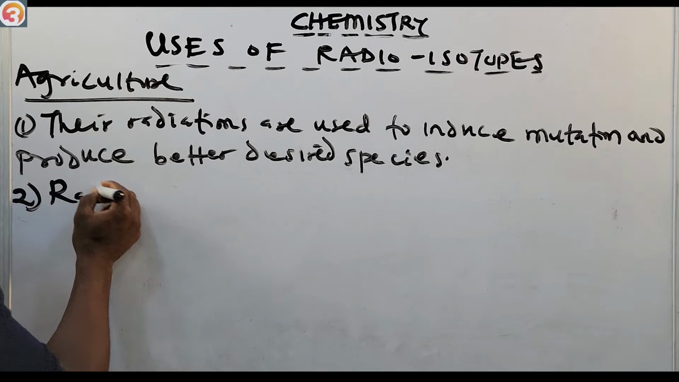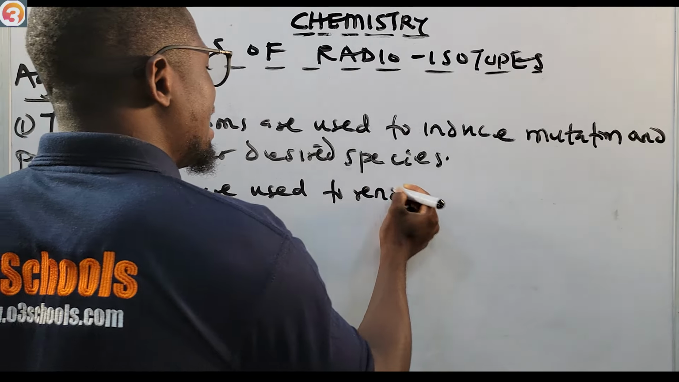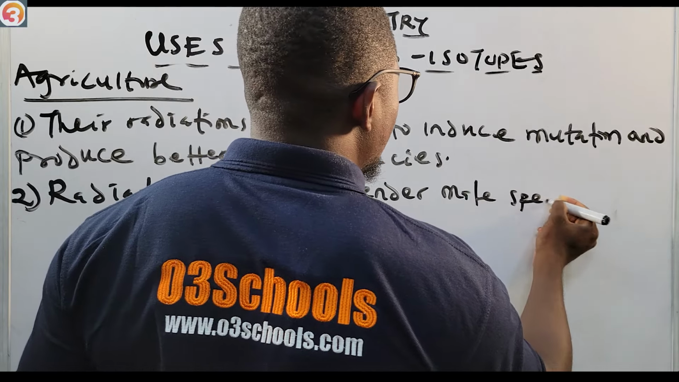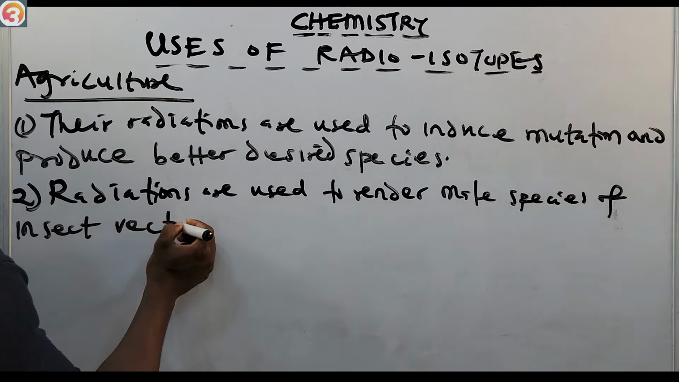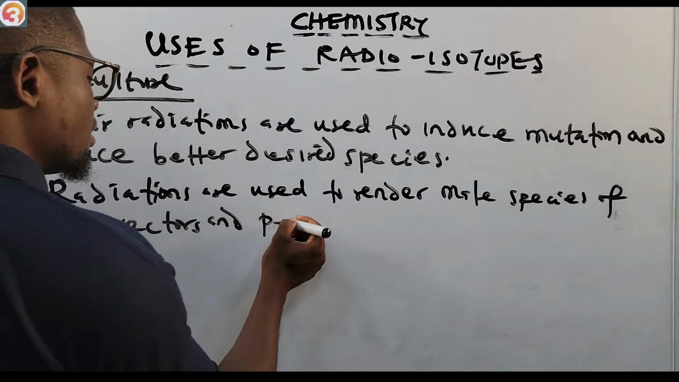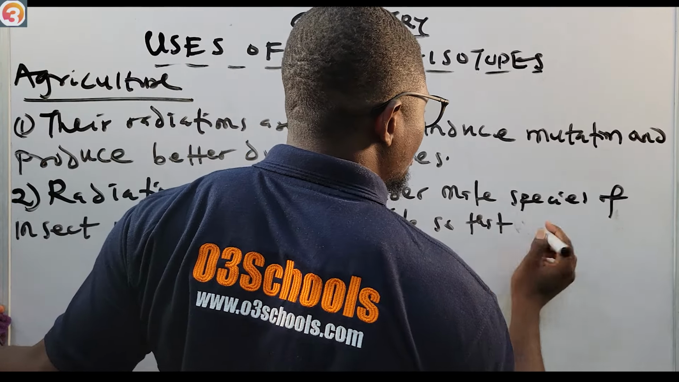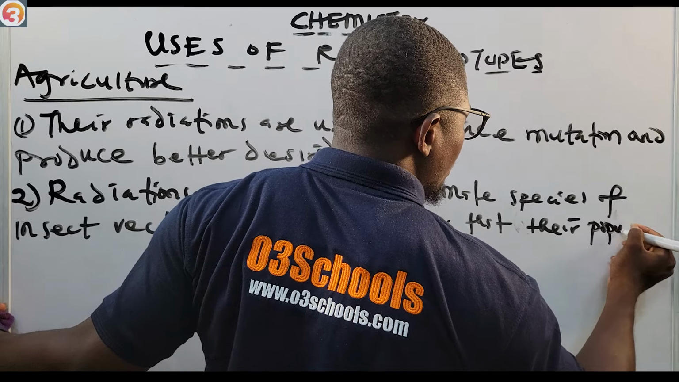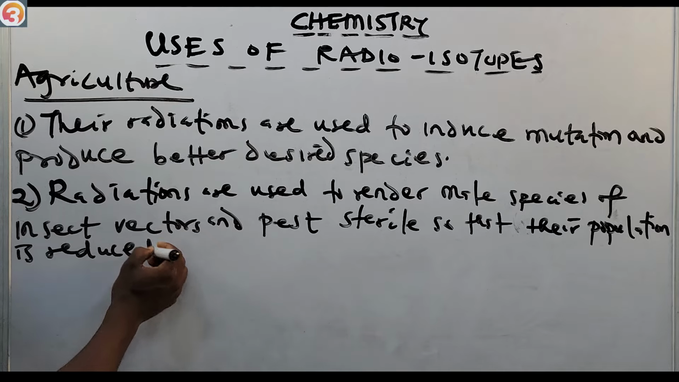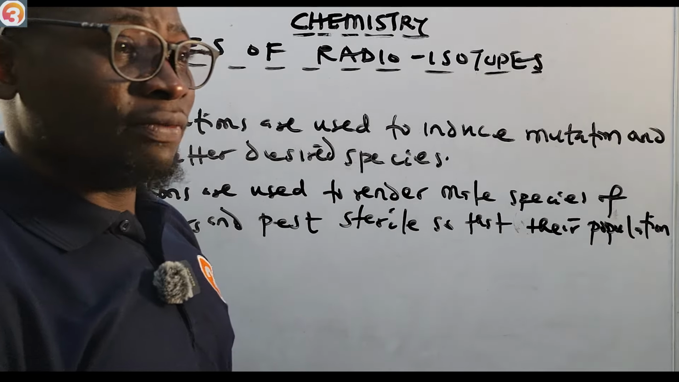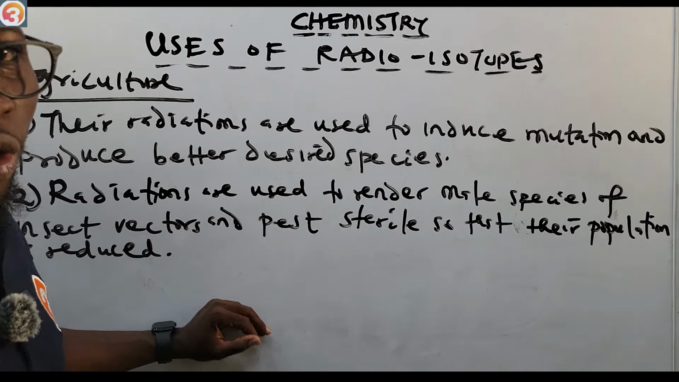Likewise, radiations are used to render male species of insect vectors and pests sterile, so that their population is reduced. You know that what hampers the productivity of plants is pests. Pests and insect vectors can destroy plants.